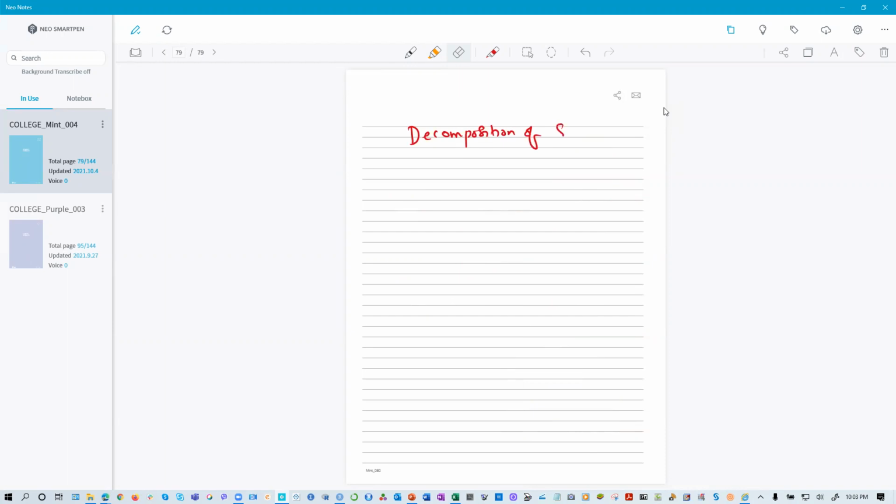Decomposition of sum of squared regression, SSR. Okay, SSR. Sum of squared regression. I told you, you can write it either way, which is SSR. You can read from left to right or right to left.